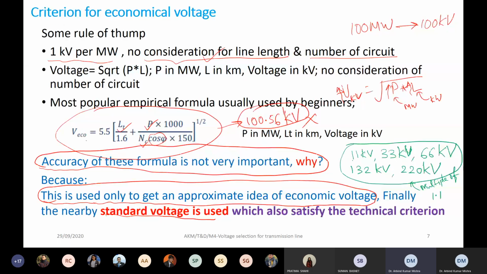All the voltages. This is 1.1. Sorry, this is also 1.1. This is also, this is also. If you divide all these quantities by 1.1, you will get an integer number. Why so?